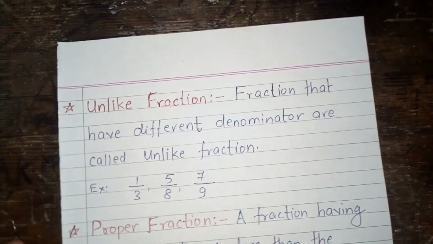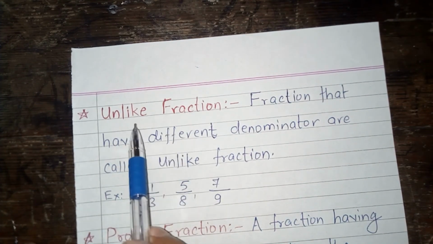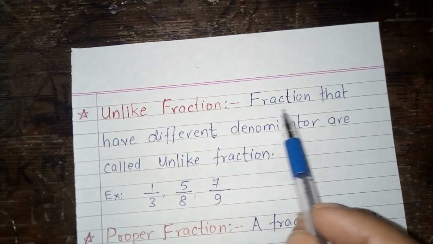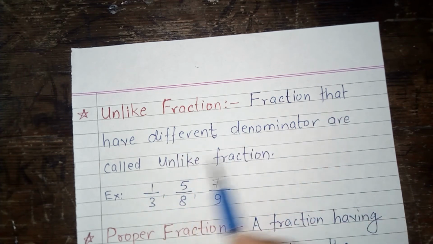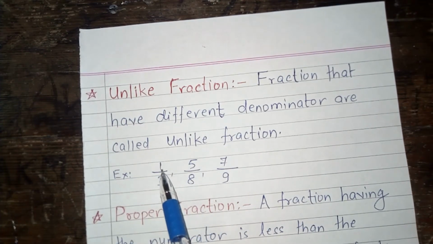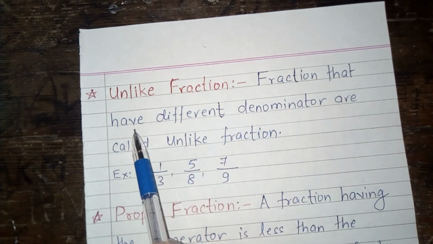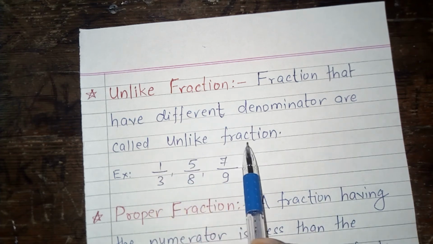Let us discuss another type of fraction, unlike fraction. What is the meaning of unlike fraction? The definition is: fractions that have different denominators are called unlike fractions. Now let us discuss examples of unlike fractions.